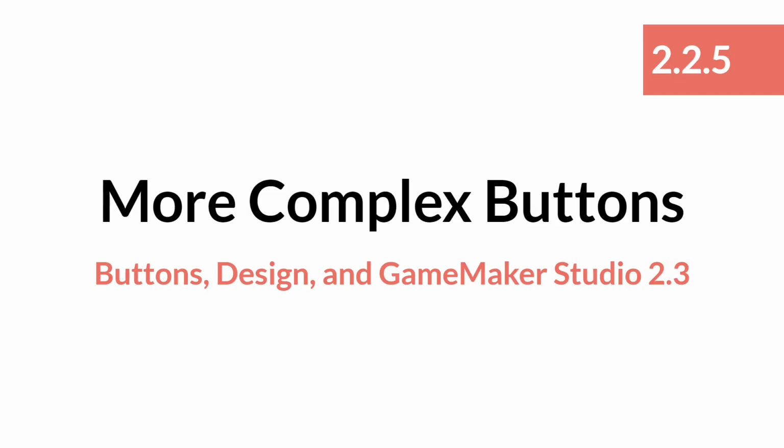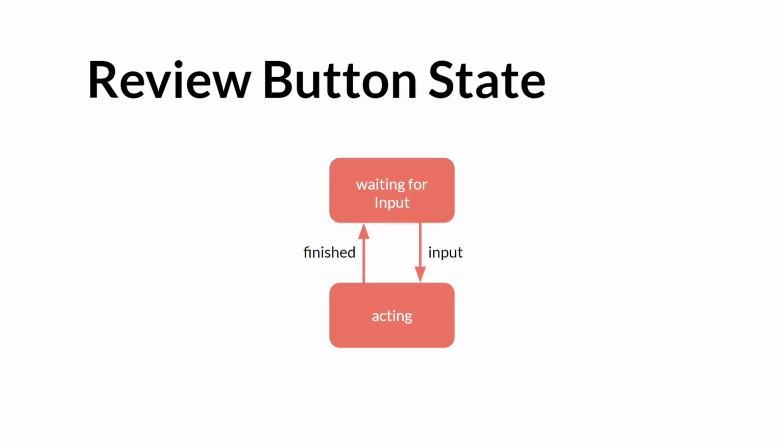In this tutorial, we'll be adding a little bit of depth to our buttons, and we'll be doing it in 2.25. Before we add anything, I want to review what we did last time. We created a very simple button that waits for input. When it gets input, it acts, and when it finishes acting, it goes back to waiting for input.